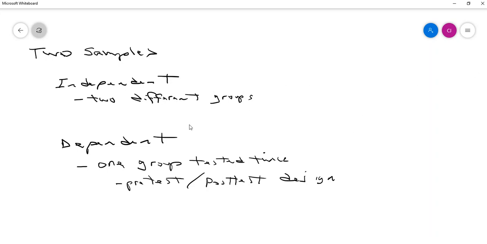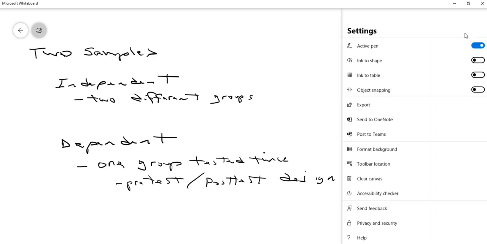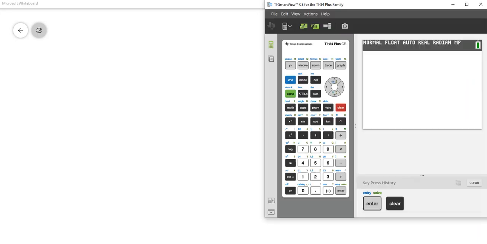We're going to look at an example first of a dependent test. I'm going to clear the canvas, and let's see if this calculator will stay up. Maybe, maybe not. Okay.